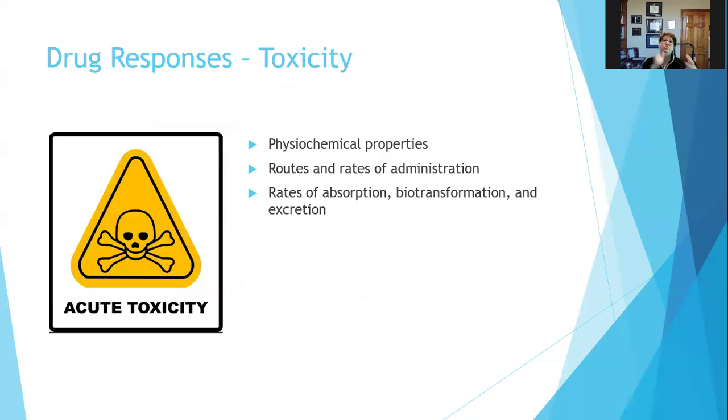So toxicity can be affected by the physicochemical properties of the drug, the routes and the rates of administration, the rates of absorption, biotransformation, which is what the liver does, and excretion. If any of those are changed, you might get into a toxic level of the drug.